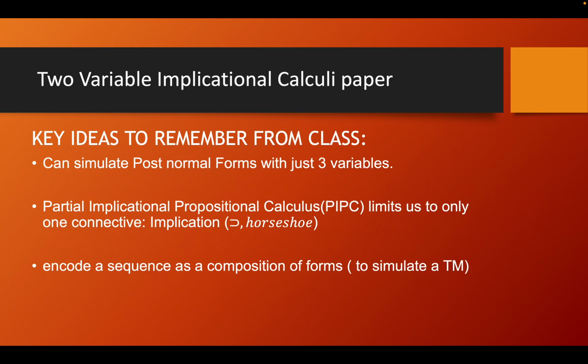I'm starting with the two variable implication one because it expands on three concepts that we have already covered in class. The first one is that we can simulate post-normal forms with just three variables. However, since we're doing dyadic PIPCs, that won't work. Also, the PIPCs limit us to only one connective, which is the implication, the horseshoe. And like we saw in class, the only way around this is we have to encode a sequence as a composition of forms to simulate a Turing machine.